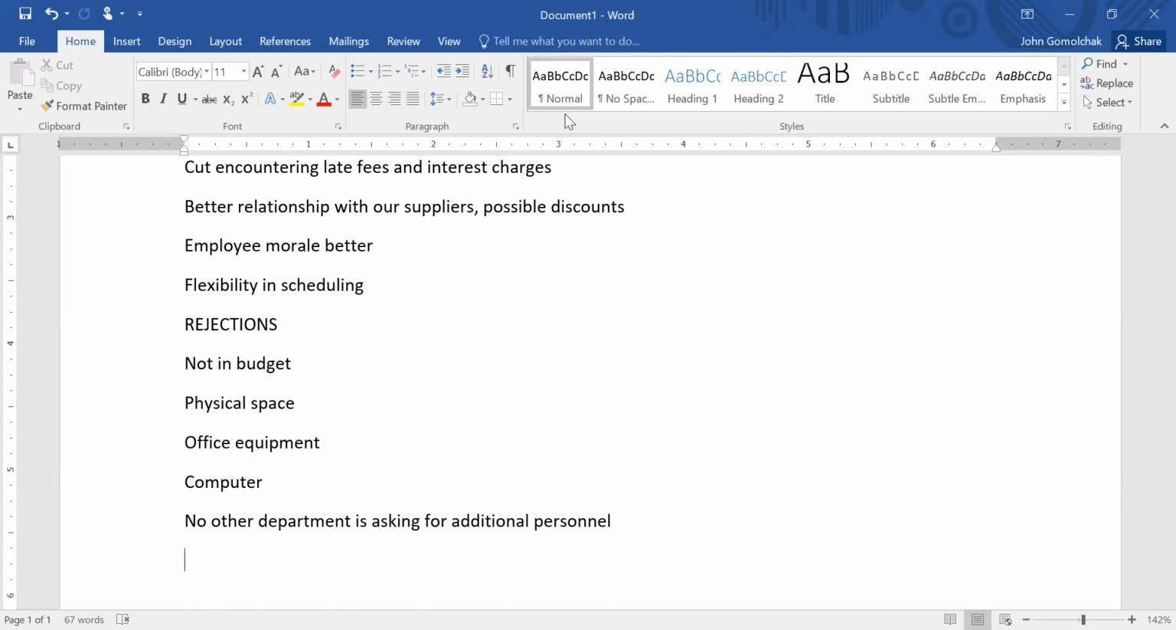Looking at this from your point of view, we can see that there are reasons why you would be reluctant to give us the additional person that we are asking for. Number one, you could say that this additional personnel is not in the budget. How are we going to pay for this additional person?